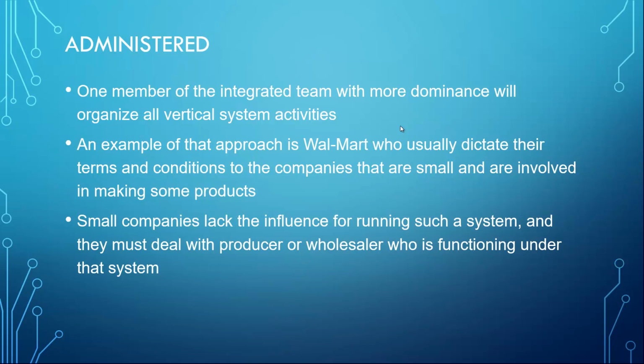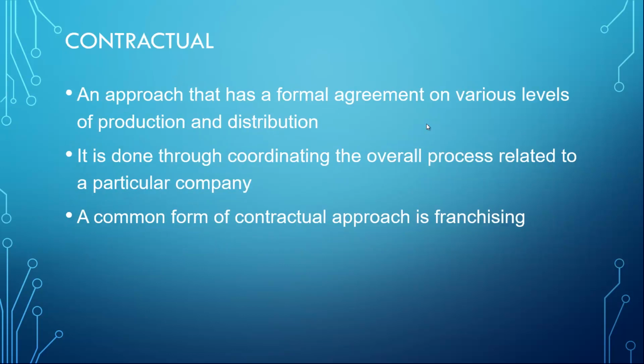and they must deal with a producer or wholesaler who is functioning under that system. In a contractual vertically integrated system, the partners have a formal agreement on various levels of production and distribution. It's done through coordinating the overall process related to a particular company. A common form of contractual approach is franchising.